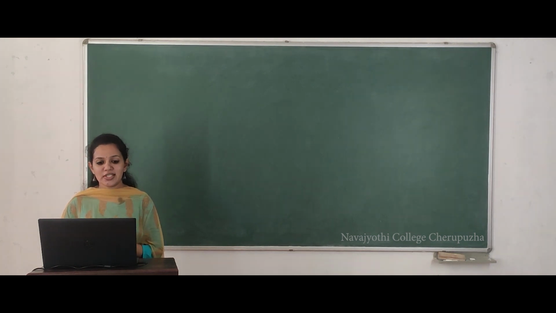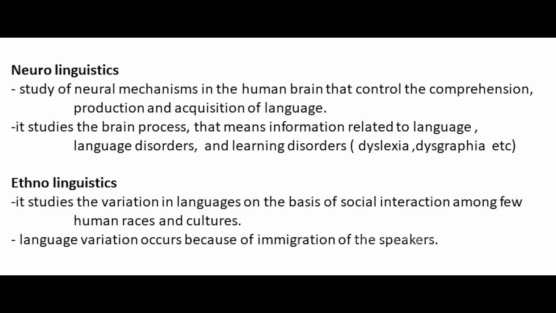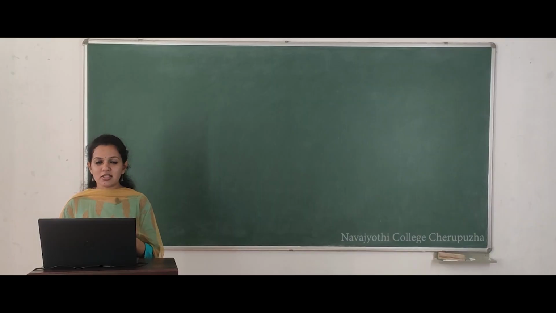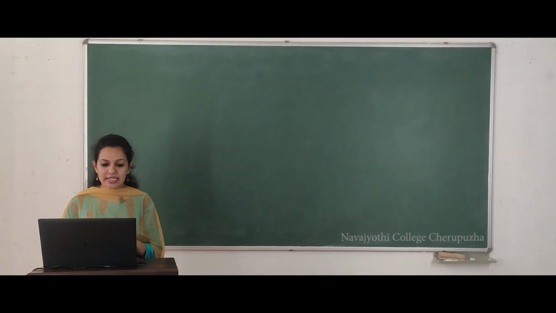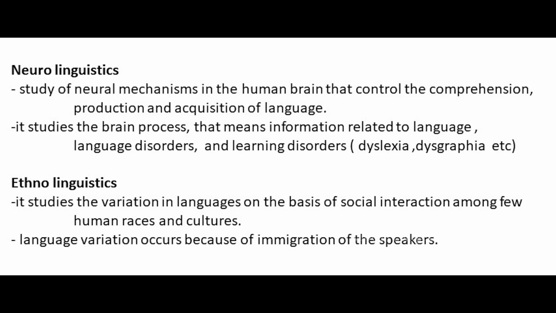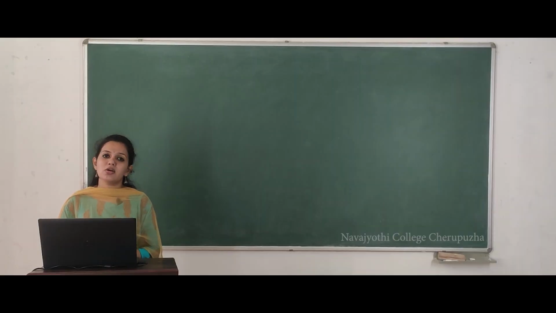Next one is ethnolinguistics. It studies the variation in languages on the basis of social interaction among races and cultures. We can say that language variation occurs because of immigration of the speakers. So it studies the influence of language on culture. We can say that ethnolinguistics studies the influence of language on culture and the influence of culture on language.